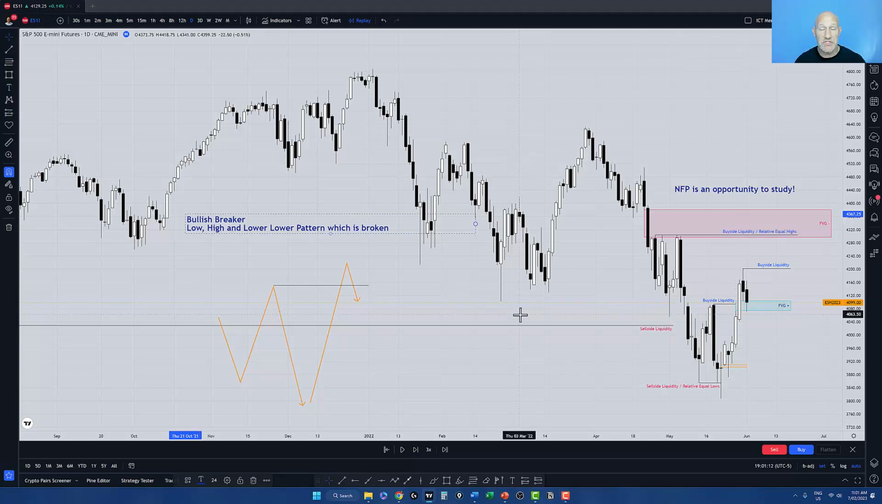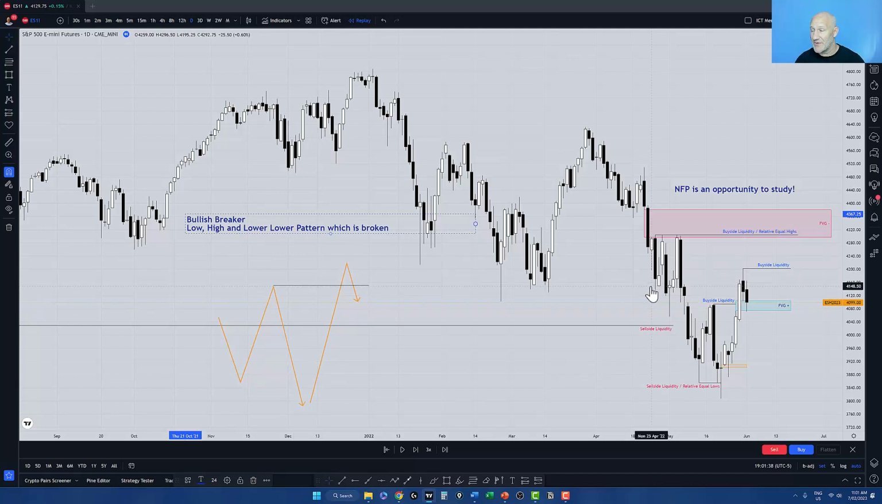And so our bullish breaker pattern is one where we have a low, a high, and then a lower low which is broken. So you can see this pattern here is actually broken. So we have our low, a high, a lower low, and then the move that we get subsequent to that actually breaks this pattern. So we don't get a continuation. We now get a higher high, and then we trade back down below this swing high here.